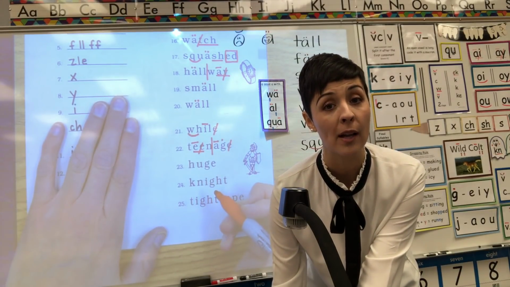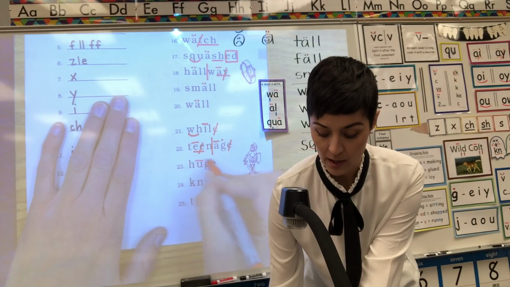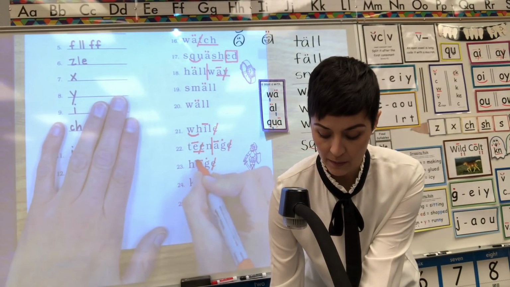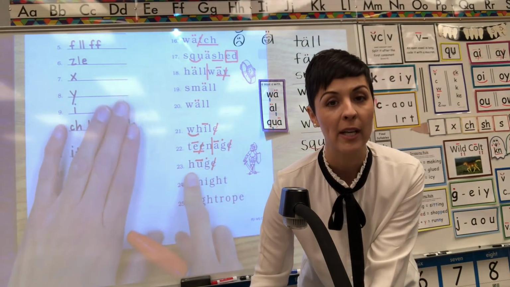23, U consonant E, macron, cross out, J dot, the G. Starting H, read it. Get ready.